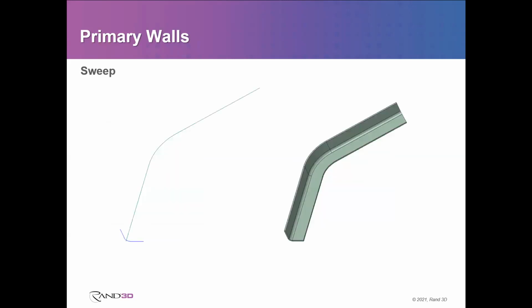And then you're also going to be able to sweep, where again, you've got a cross section, the blue sketch, that's just going to be swept down the trajectory, the green sketch, to create the wall.